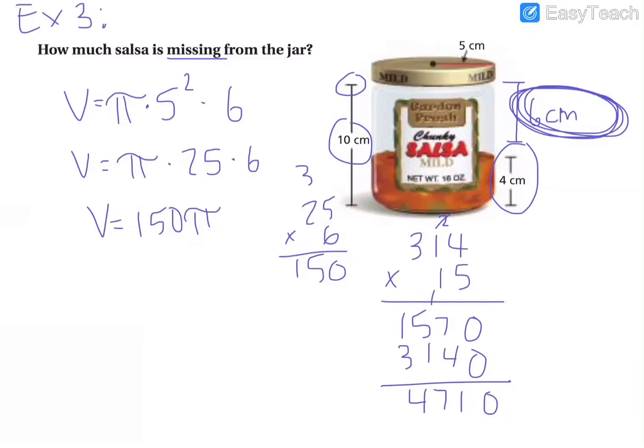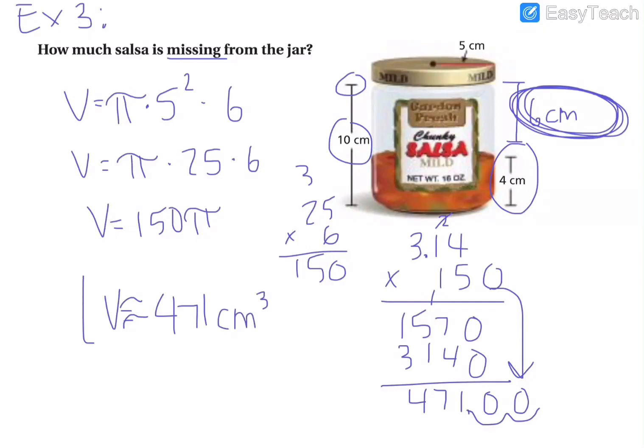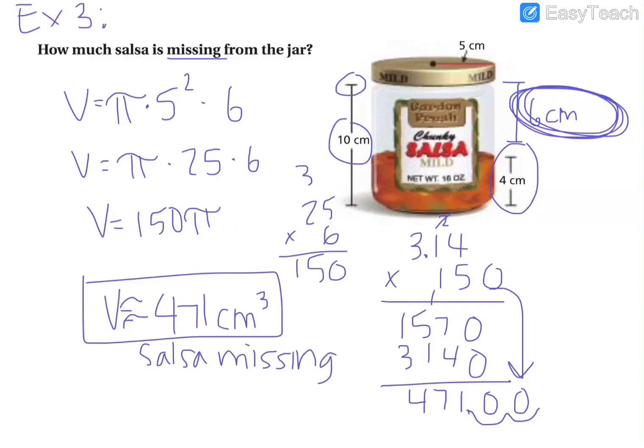Okay, so technically I'm going to put that 0 back on, and then because this was 3.14, I have to slide it back twice. So I get about 471 centimeters cubed. And that is the amount of salsa missing. I should label that better because this is a word problem. Okay, so I'll just add that to my answer.